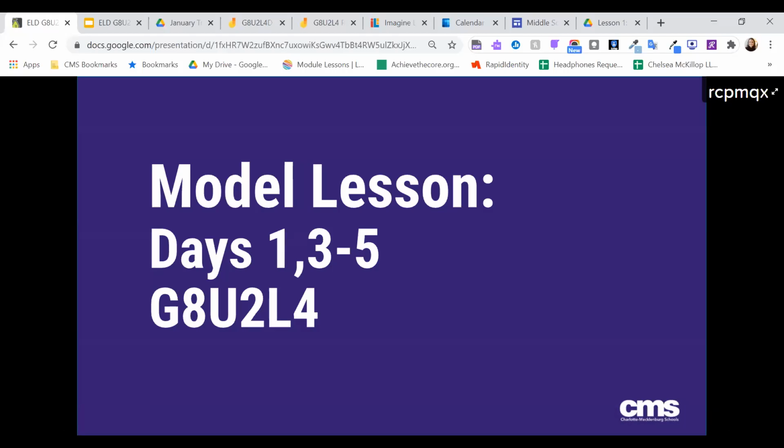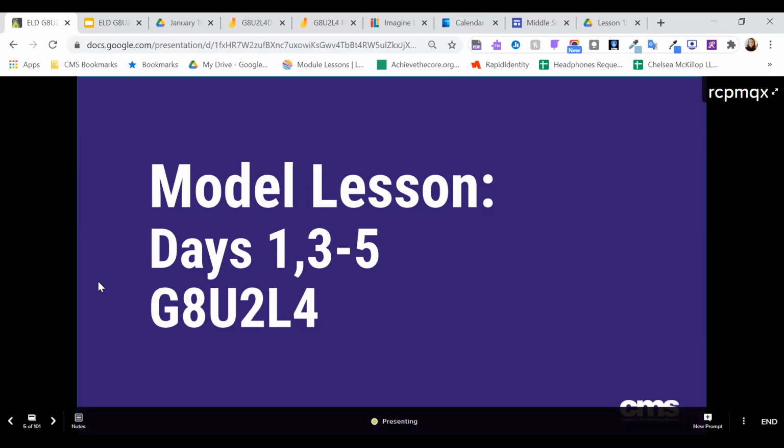All right, so we're going to jump into our model lesson. For today, we're going to only do days 1 and then 3 through 5. We're going to skip day 2, which is our power sentence lesson, just because we've talked about power sentence lessons a lot, we can absolutely go through that with you another time. Today, we're just going to skip it. So we want to make sure we get to the writing piece at the end.